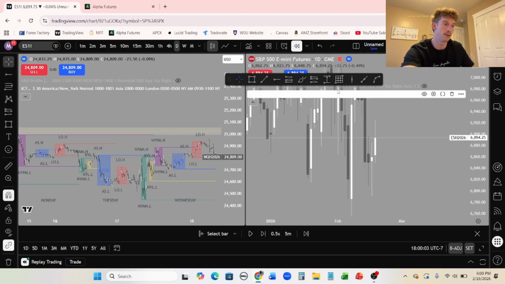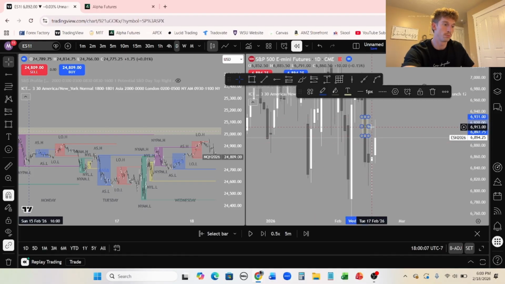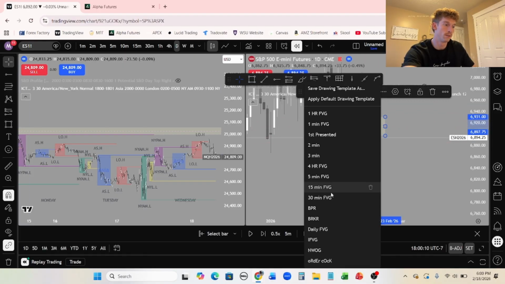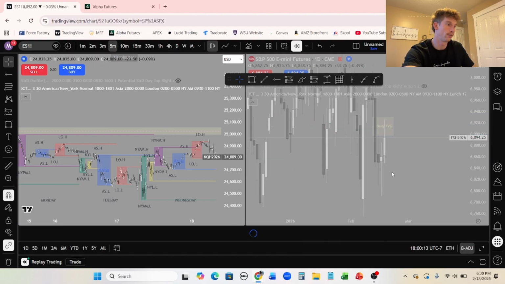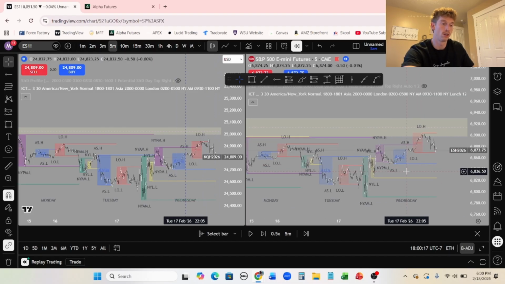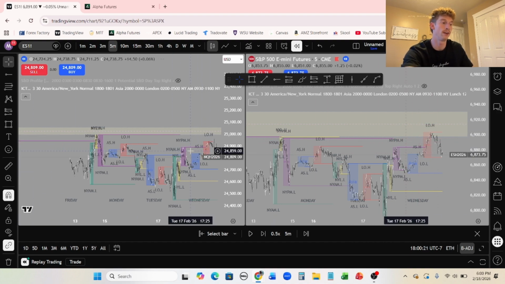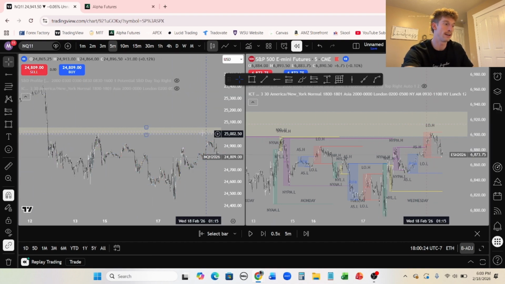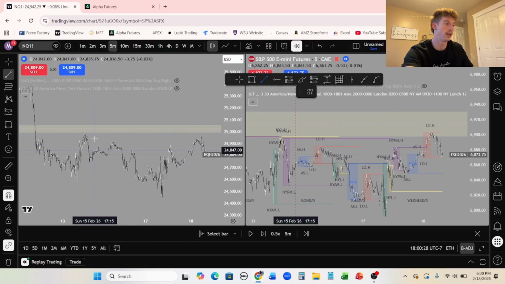So here's that same daily fair value gap. And let me go ahead and mark it out. Okay, so there's the fair value gap on both ES and on NASDAQ. So the London session overnight actually hit that fair value gap on ES, but we never got into it on NASDAQ. So in return, what happened was we created an SMT divergence.